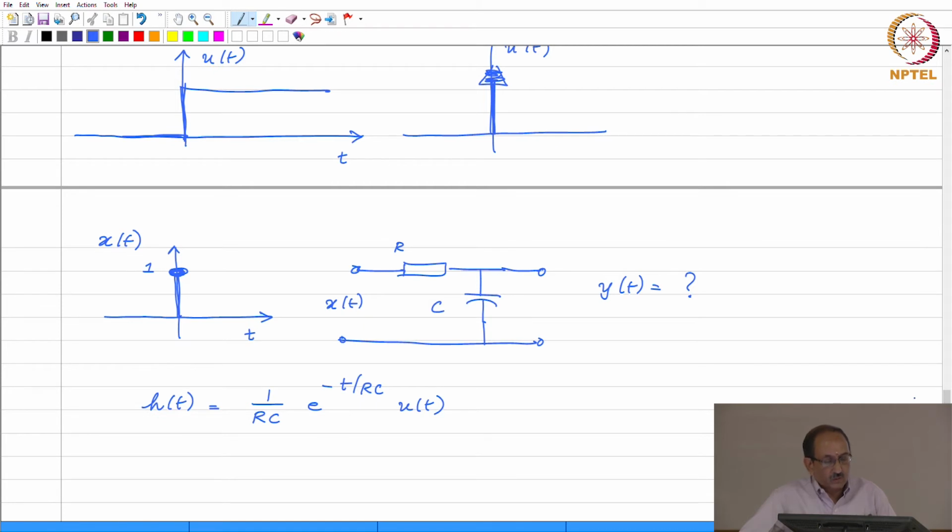So if the answer as to what y of t is very clear to you, then you have understood all these concepts very well. If not, based on whatever we have seen so far, go back and try to find what y of t is for this particular input and this particular circuit.